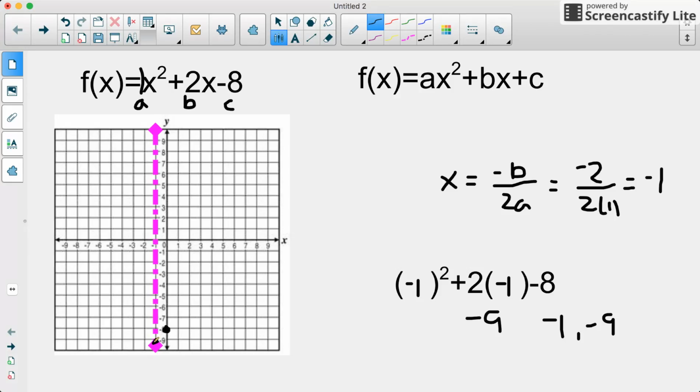And since the quadratic functions are symmetrical along the axis of symmetry, we can draw on another point right here and sketch the graph.